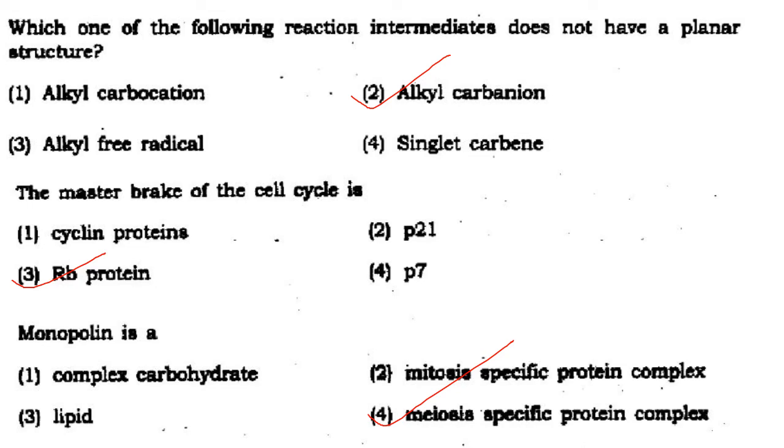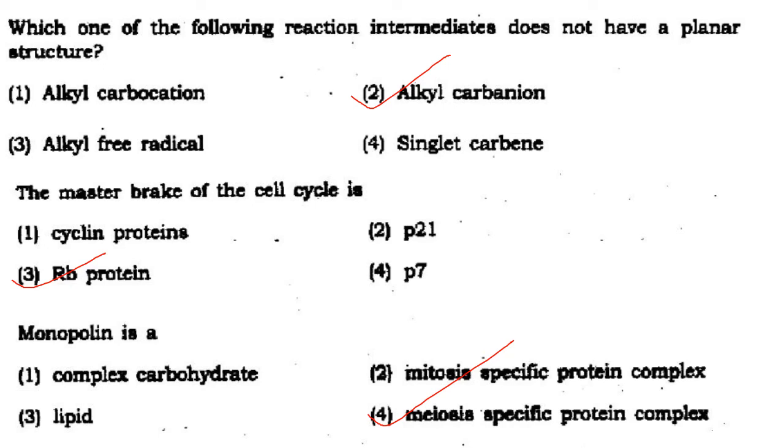Which of the following reaction intermediates does not have a planar structure? Alkyl carbocation, alkyl carbanion, alkyl free radical, and singlet carbene. Answer is alkyl carbanion. The master break of the cell cycle is cyclin proteins, P21, RB protein, P27.